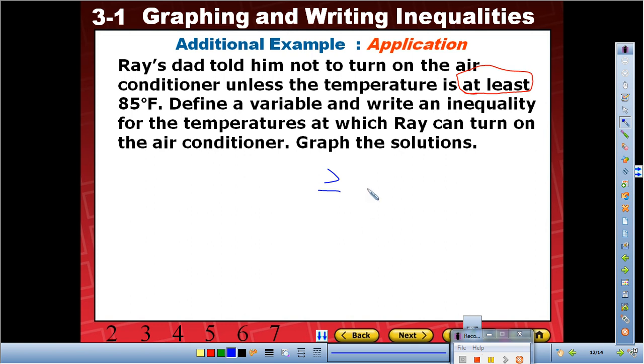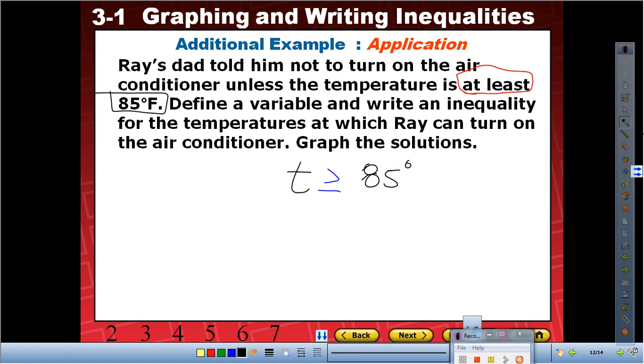Okay? And it says define a variable and write an inequality for the temperature in which Ray can turn on the air conditioner. Graph the solution. On this one, we're going to graph the solution. So what letter can we use for temperature? Okay, see, there it is. How many degrees? 85 degrees. There it is.